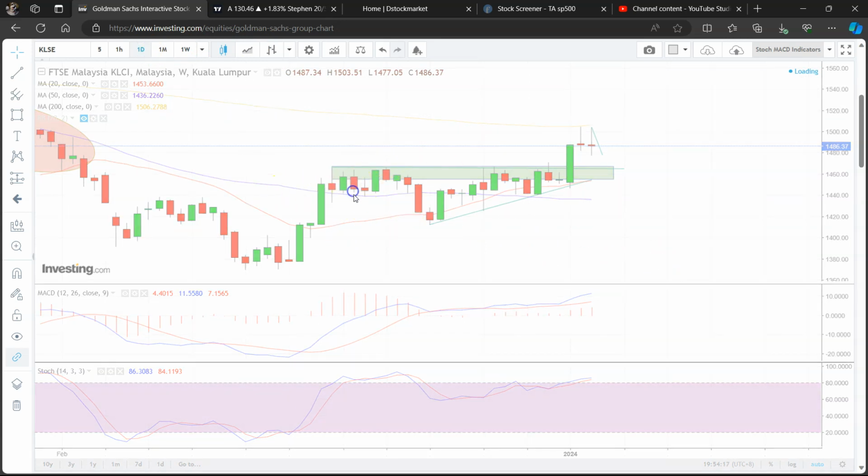So nothing much to say anymore about the KLCI, except you just have to be patient.